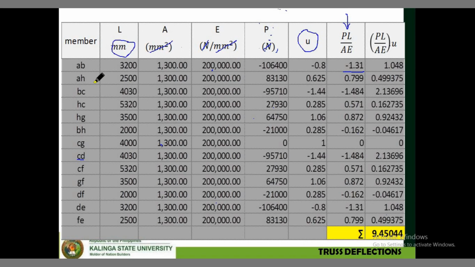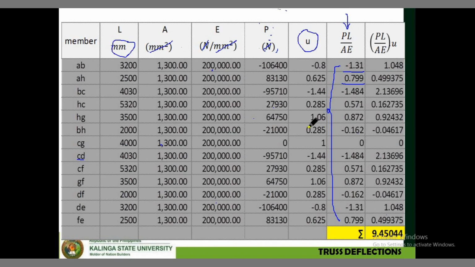Okay? And AH, P, 83,130 multiplied by 2,500, divide it by 1,300 times 200,000. Doon ko nakuha si 0.799. It follows with these remaining members. Hindi double check these values.